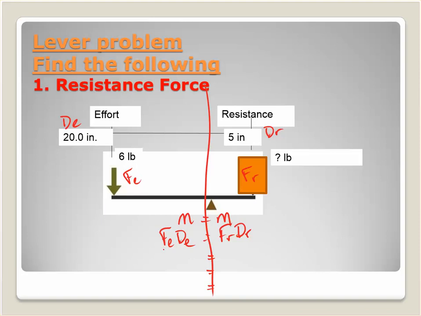The effort force is 6. My effort distance is 20. On the right hand side, my resistance force, I don't know. My resistance distance is 5. 6 times 20 is 120. Over here I get 5 times my resistance force. Divide both sides by 5, you get 24, and it's going to be in pounds, equals my resistance force.